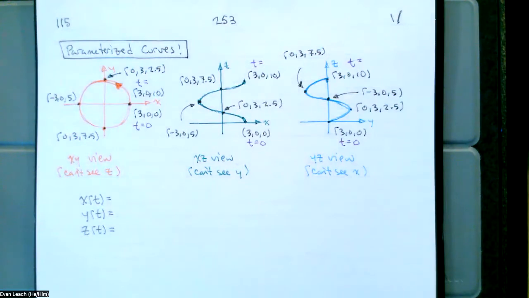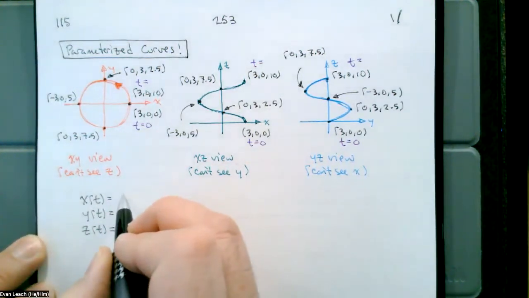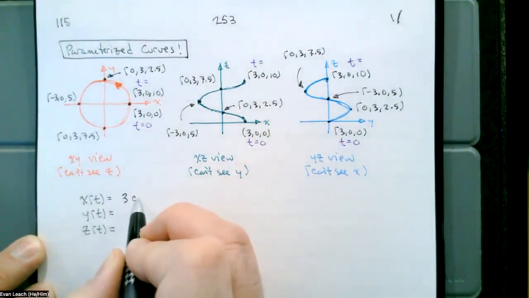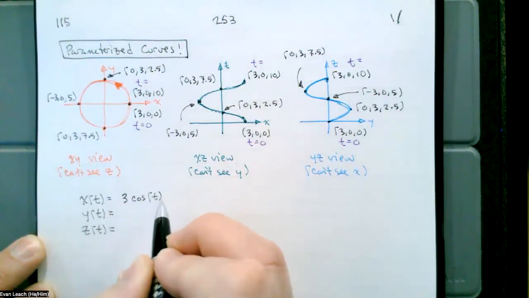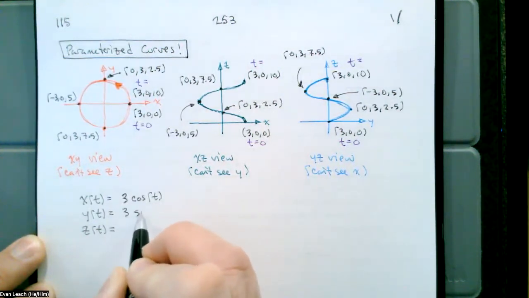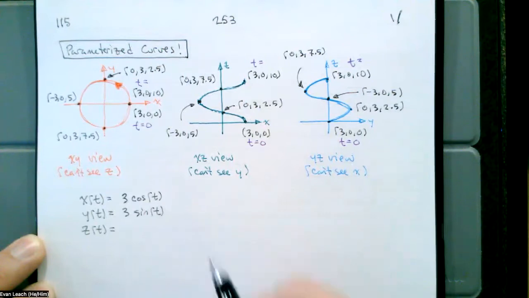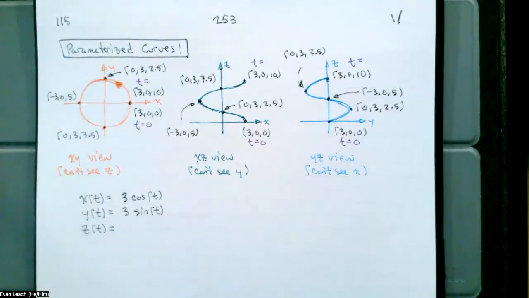We see that the circle that we're making has a radius of 3. And so let's start just by making a circle of radius 3. We know that 3 cosine t and 3 sine t will make us a circle of radius 3, if we just ignore what's going on with the z. That's what we can get.